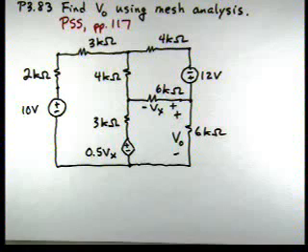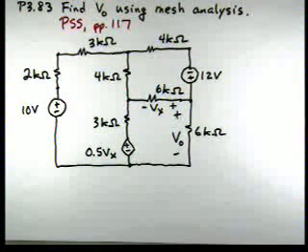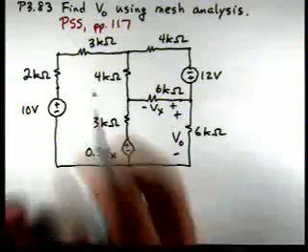Okay, here's the problem solving video for problem 3.83. It says find V0 using mesh analysis. We're going to be utilizing the problem solving strategy on page 117. And to start off, we're going to assign mesh currents to the problem. And you notice we have three meshes.